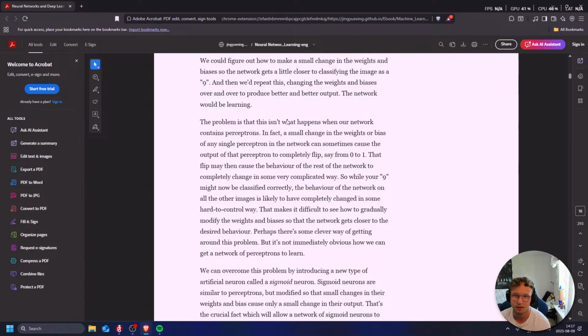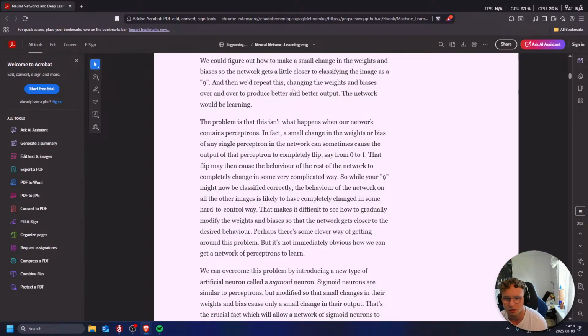The problem is that this isn't what happens when a network contains perceptrons. In fact, a small change in the weights or bias of any single perceptron in the network can sometimes cause the output of this perceptron to completely flip, say from 0 to 1.